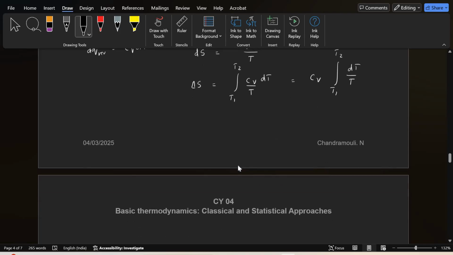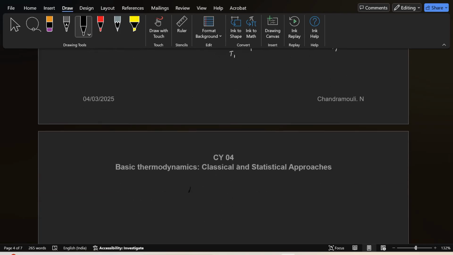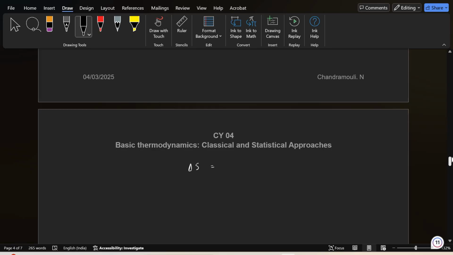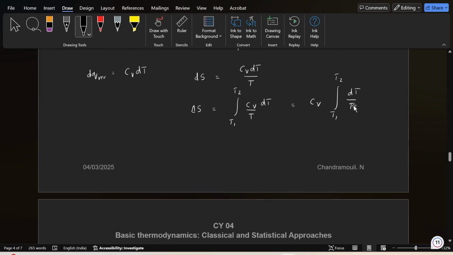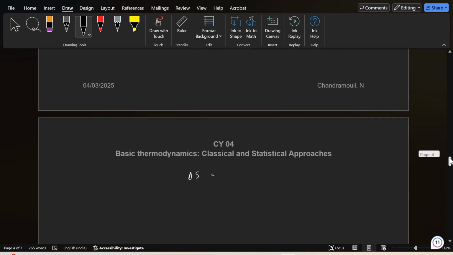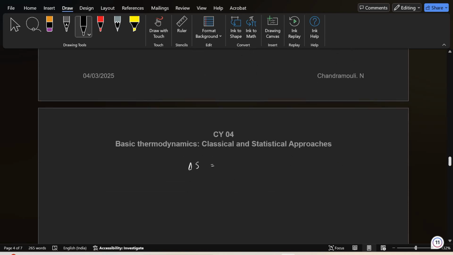Alright, go to the second page. So what is delta S now? What is this integral from T1 to T2? T2 minus T1? No, that is only for dT. For dT by T, what? Natural log, right? Yes, sir. So it is Cv ln T2 by T1.